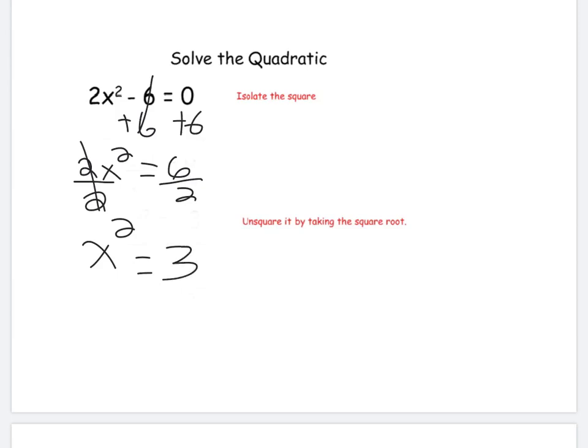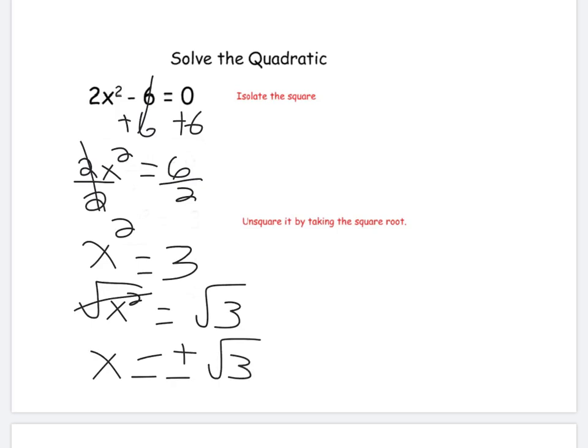Now, I have to take the square root of both sides, so I have the square root of x squared and the square root of 3. The square root and the square cancel each other out, so I'm left with x. The square root of 3 I could not take the square root of, so my answer is x equals positive and negative square root of 3.